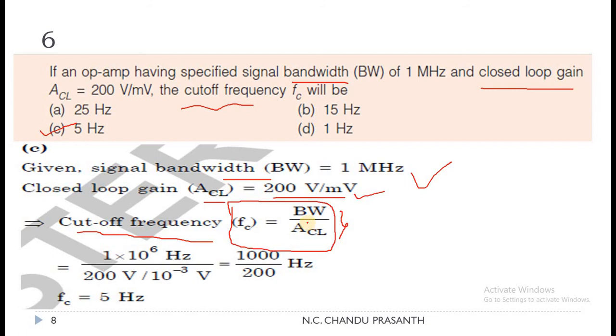Cutoff frequency is FC, bandwidth by closed loop gain. What is the bandwidth mentioned in the problem? 1 MHz, 1 into 10 power 6. Closed loop gain 200 volts per millivolt, so we have to write 10 power minus 3, since milli means that. By doing the calculation, we can get 5 Hz as the correct answer.